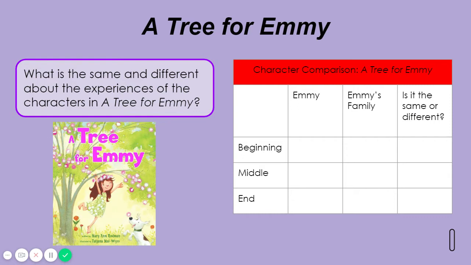Today, boys and girls, we are going to be looking at the experiences of the characters in the story. Some of the experiences in the story can be the same, and some of them are going to be different. The characters that we're going to look at today will be Emmy and Emmy's family. We're going to talk about some of the things that they do that are the same and some of the things that they do that are not the same. And remember, not the same is another word for different. So when we say different, we mean how are they not alike?